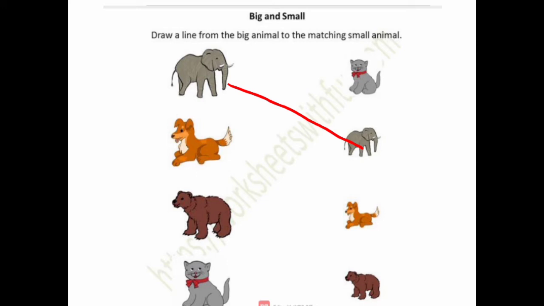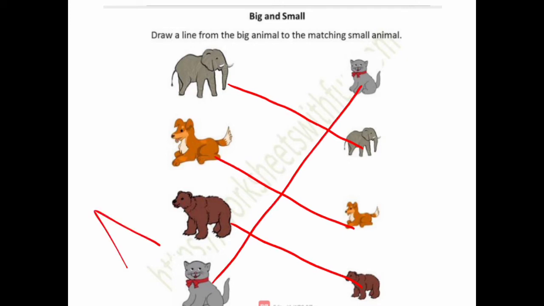Next, look at the dog. The first. Where is the dog? Smaller dog. That is a third one. Then look at the bear. Bear is the last. Then find out a small cat. Yes, very good, cuties. Then come to the next one.